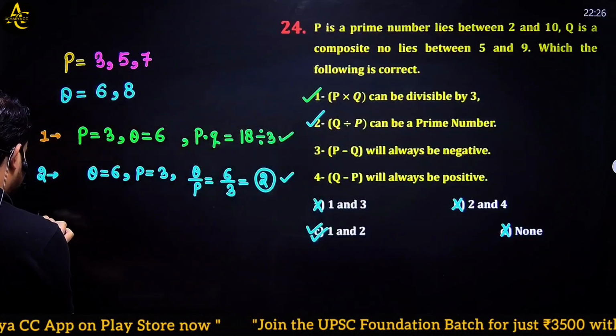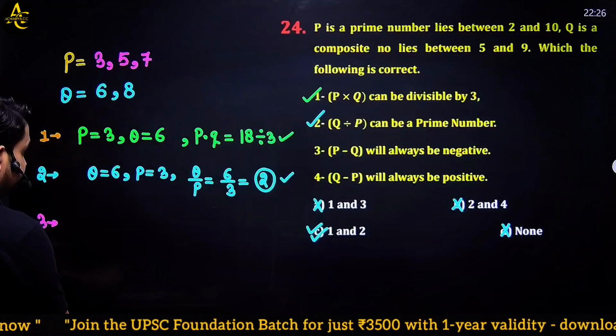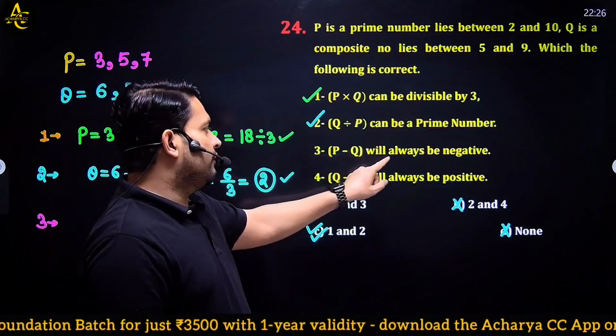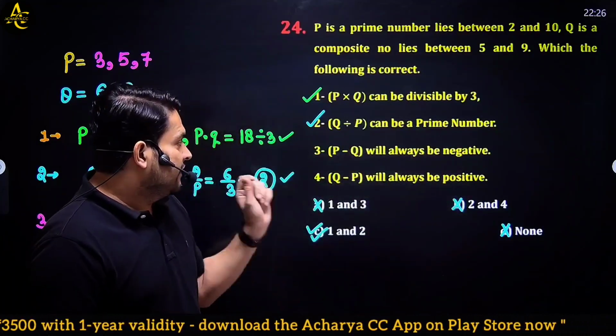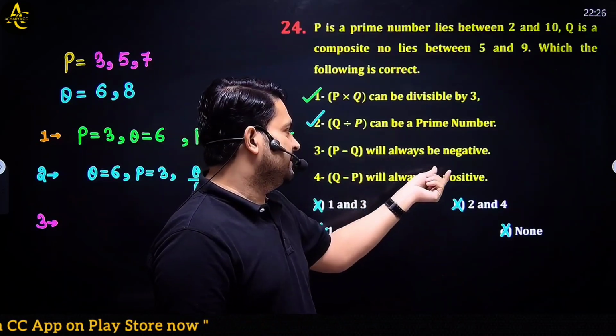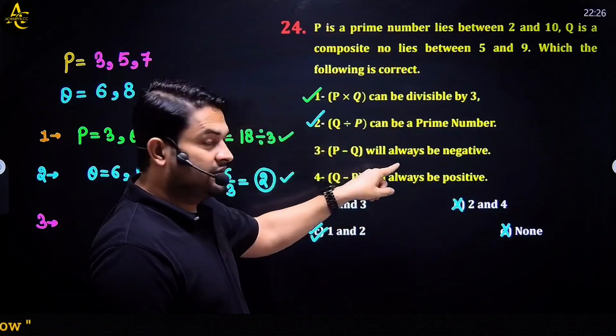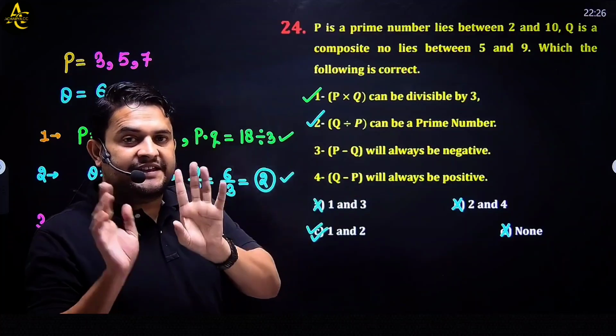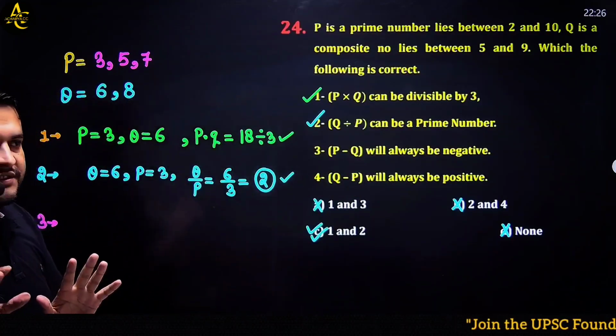See, third statement. P minus q will always be negative. If your statement consists of "always", "will always be", then you have to make it false. You have to make it false in any case. This one is the trick to solve such kind of questions.